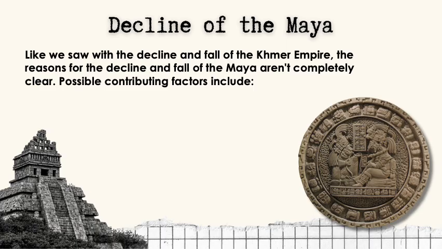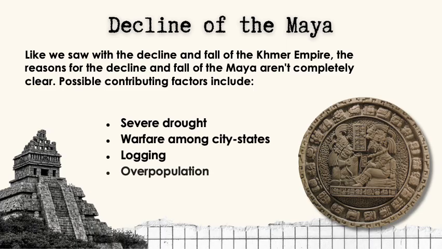So let's discuss how the Maya began to decline. Historians and archaeologists think the most likely contributing factors to the collapse of the Maya was environmental. There was an extended severe drought, and archaeological records indicate the Maya themselves may have engaged in logging that took a toll on the natural environment.